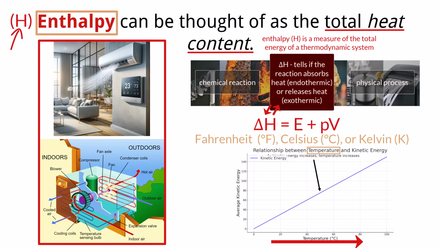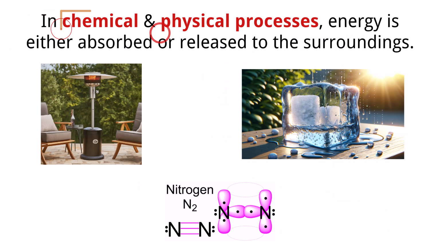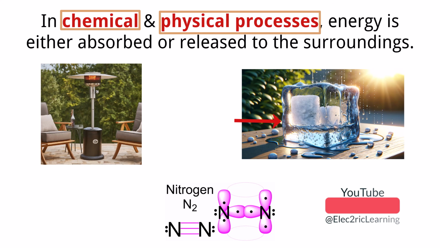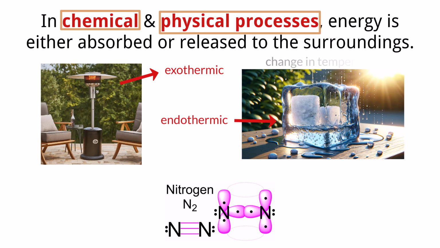Since the temperature of a substance is directly proportional to the average kinetic energy of its particles, as the kinetic energy of the particles increases, so does the temperature. For example, when you heat water on a stove, you are adding heat energy to it. This added energy increases the kinetic energy of the water molecules, which in turn raises the temperature of the water. In chemical reactions and physical changes, energy is either absorbed from or released to the surroundings and are classified as either exothermic or endothermic. This energy transfer can be observed as a change in temperature.